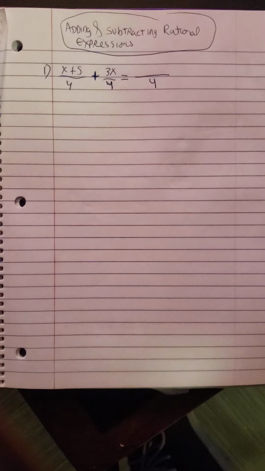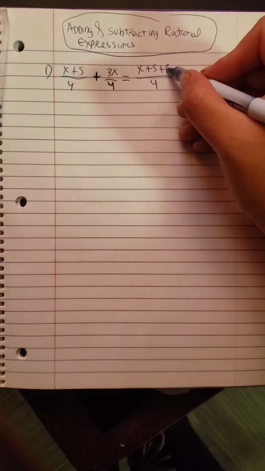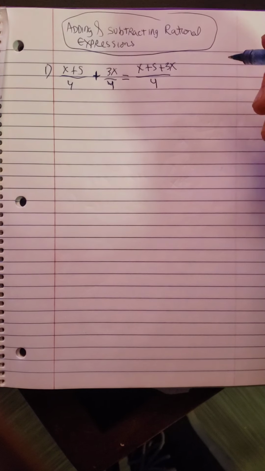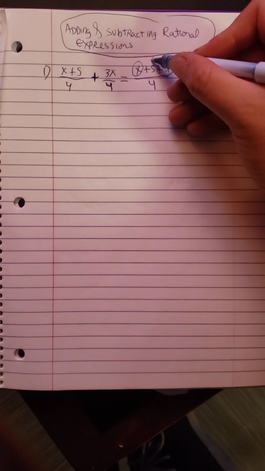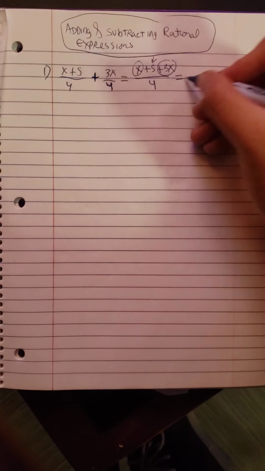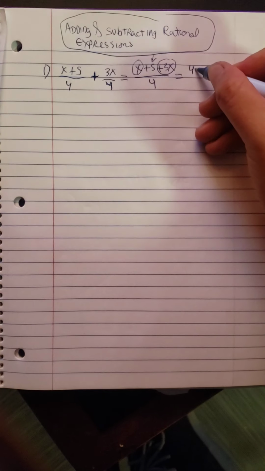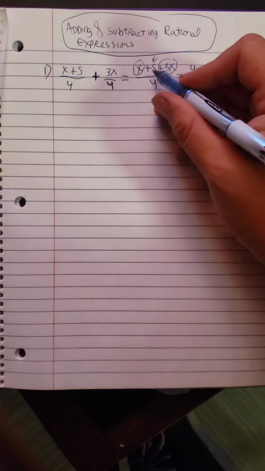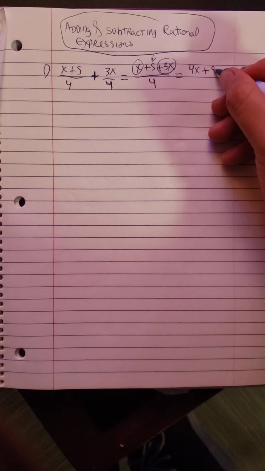Because they have the same denominator, you can just put the equal sign and put the 4 on the bottom. Now at the top you have x, plus 5, and then plus 3x. What I like to do is collect like terms. So you have an x and a positive 3x, and then you just have the 5. When we add 3x plus x, you get 4x. And then the plus 5, there's nothing else that we can add, so you just put plus 5. And then you just copy the denominator.